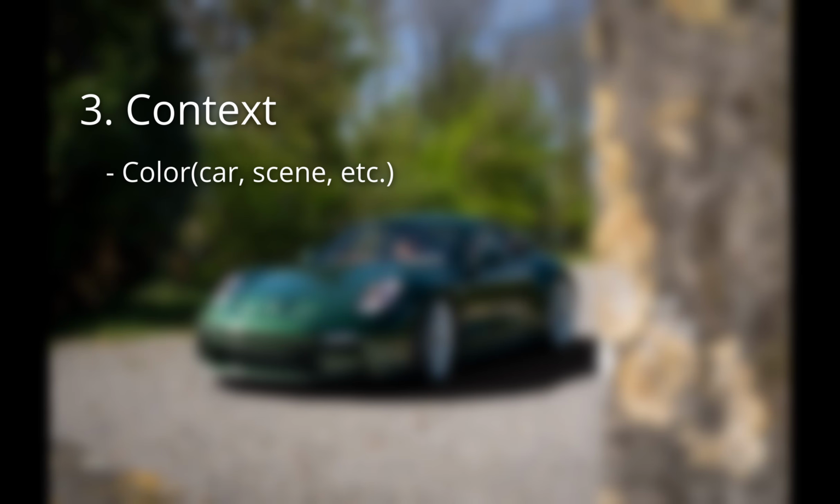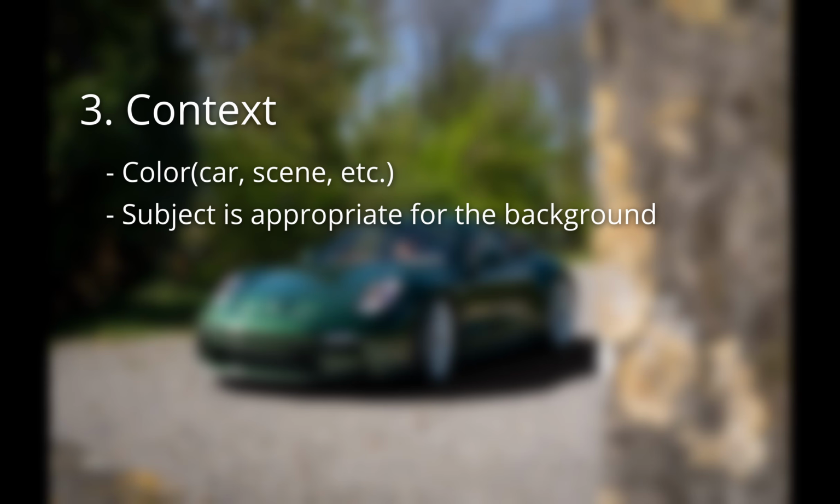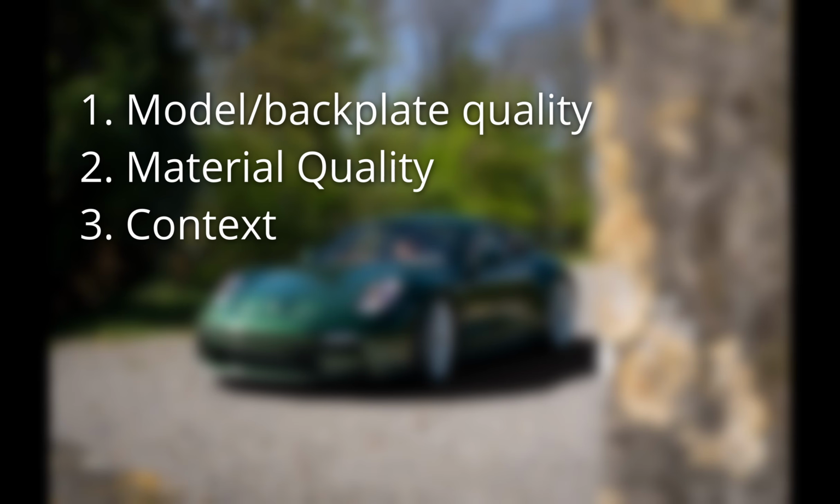And also making sure the subject is appropriate for the background. Like I said, if you're off-roading, you're not going to have a supercar, something like that wouldn't fit. You want it to be feasible. You want to ask yourself if this is a possible real scene. So yeah, those are the factors that play a pretty big role, things you want to consider when choosing the car model, the subject, and the backplate.